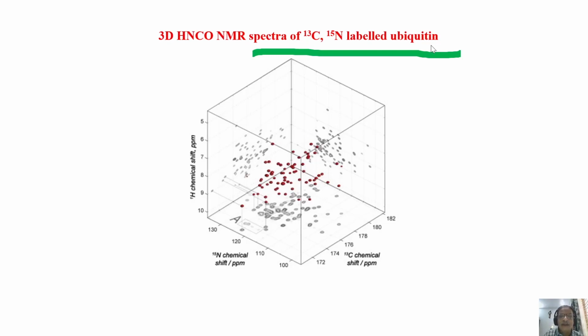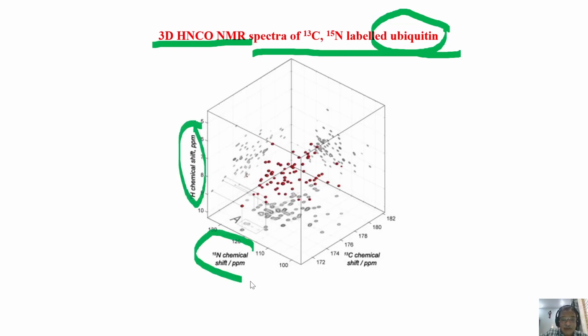I understand, even 1D or 2D is a little difficult for analyzing the spectrum of a molecule of this size. So you have to resort to 3 dimensions. This is a typical spectrum of an experiment called 3D HNCO of this ubiquitin molecule, just to show you how 3D spectra are represented. Here, 3 dimensions means in one dimension we have a proton channel, in another we have nitrogen, and in the third we have carbon-13.